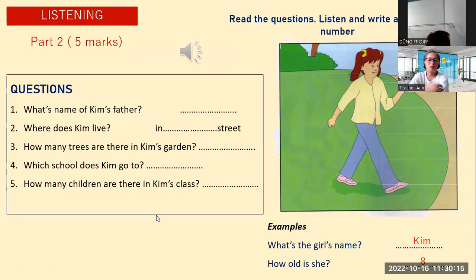Part two. Look at the picture. Listen and write a name or a number. There are two examples. Hello. What's your name? My name's Kim. How do you spell that? K-I-M. That's a nice name. And how old are you, Kim? I'm 8. 8? Yes. It's my birthday today. Happy birthday. Can you see the answers? Now you listen and write a name or a number. 1. Who do you live with, Kim? I live with my mum and my dad. And what's your dad's name? His name's Tony. Is that T-O-N-Y? Yes, that's right.